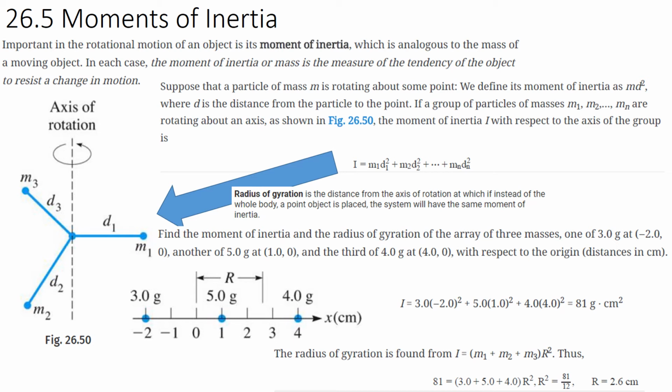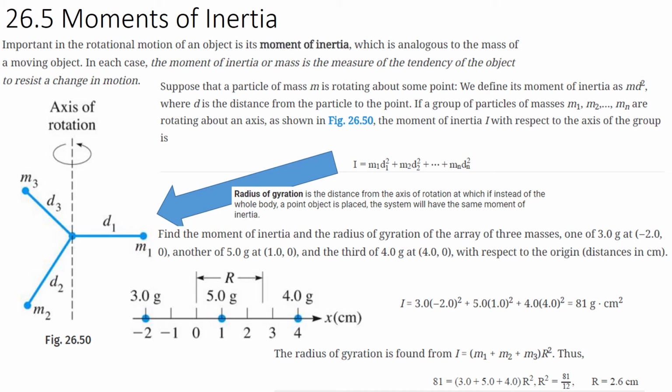So how would I find that moment of inertia? Well, we use the mass times the distance squared. So 3 times -2 squared plus 5 times 1 squared plus 4 times 4 squared. Basically, it's got 81 grams per centimeter squared of inertia.